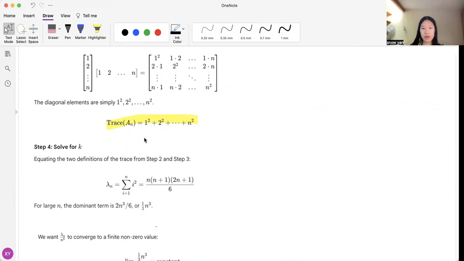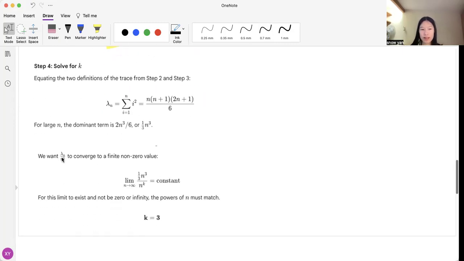And then we can simply solve: 1 squared plus 2 squared all the way to n squared is n times (n plus 1) times (2n plus 1) divided by 6. So we see that the power of n is the third power. So if we want lambda_n divided by n to the kth power to converge to a finite non-zero value, then we would need k to be 3 as well.